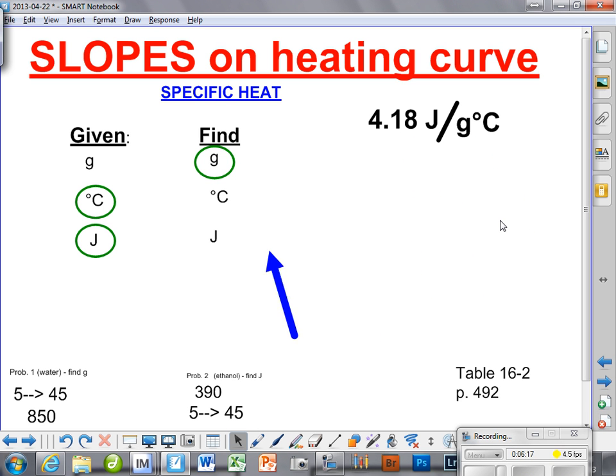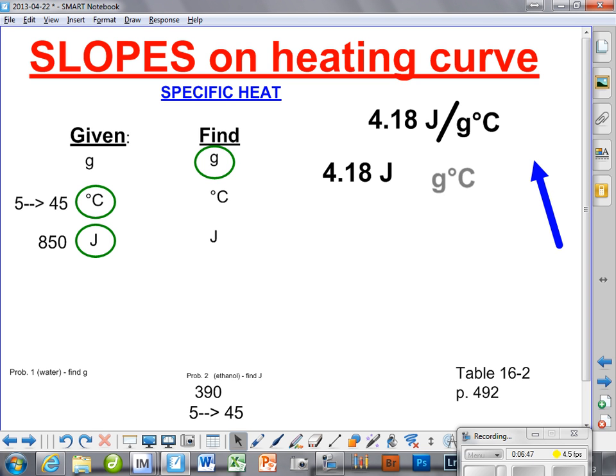Now, in my first example, I'm going to give you degrees centigrade and joules. And your given is going to look like this. We're going to get 850 joules, and the temperature is going to go from 5 to 45 degrees centigrade. And I'm going to ask you to find the grams. If we're looking for grams, how is this going to look? Is it going to look like a fraction with this guy on the top, a fraction with this guy on the bottom, and this guy in the middle?